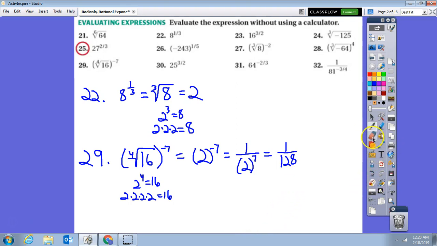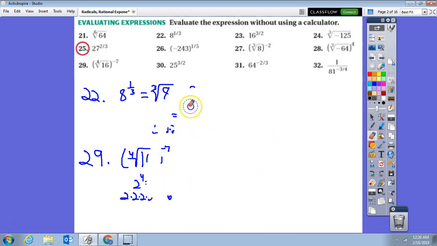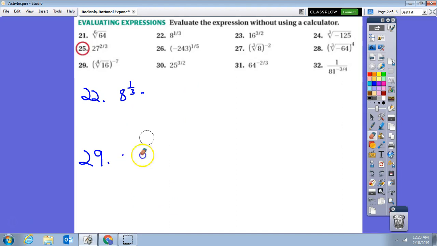So, I'm going to erase these now. We're going to do a couple more of these, just making sure we practice some roots here. Alright, so let's take a look at number 30. And I'm not just going in any particular order on these, I'm just kind of talking about some of the roots and things that we have done in this chapter. So 25 to the 3/2 power.